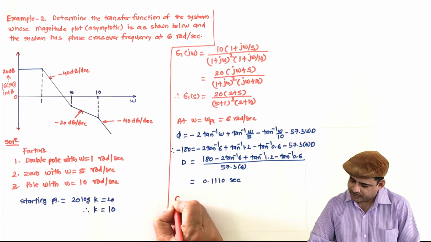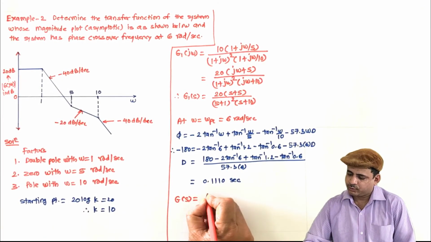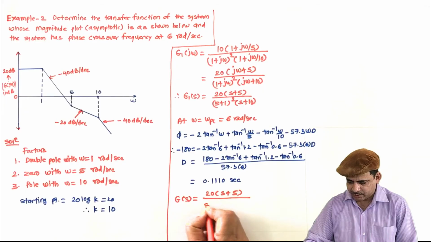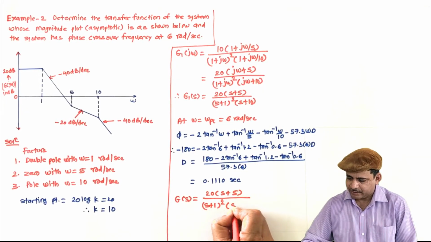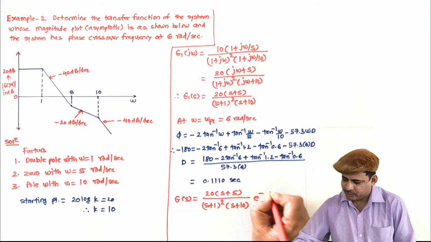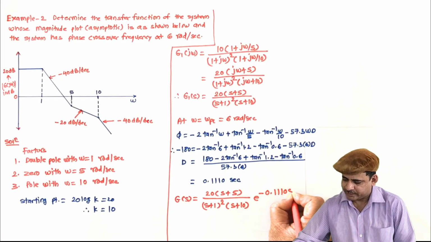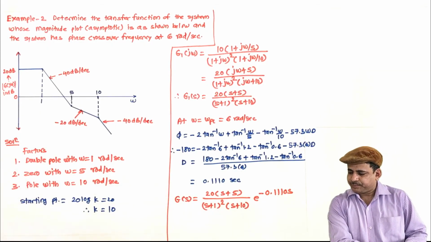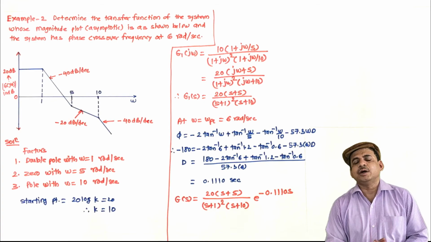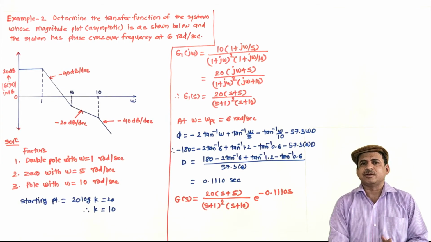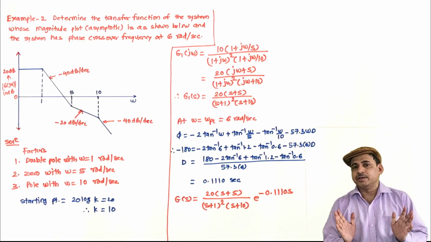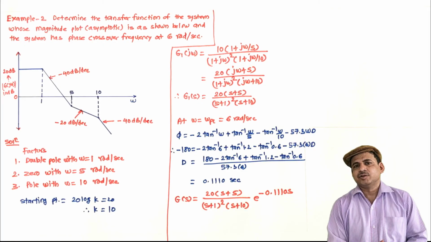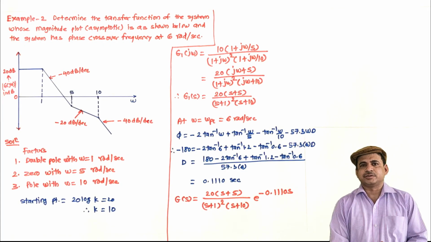So the overall transfer function g of s is equal to 20 into s plus 5 upon s plus 1 whole square into s plus 10, into e raised to minus 0.1110s. This is the delay time we have obtained, and so we have done how to find out the transfer function from the Bode plot. It is enough on the frequency domain analysis. From the next lecture we will start the controllers. Thank you.